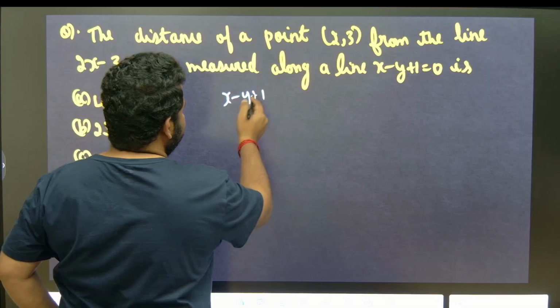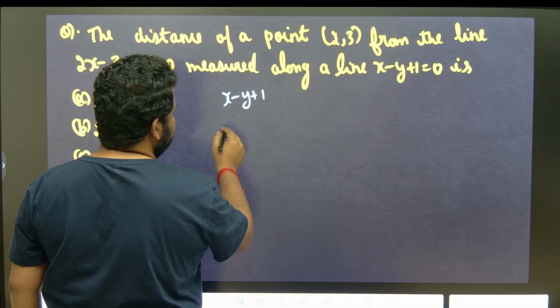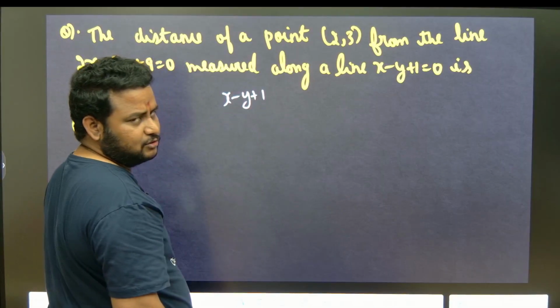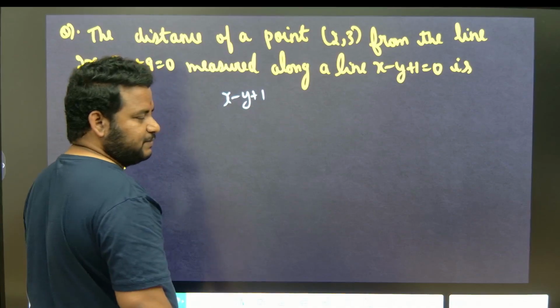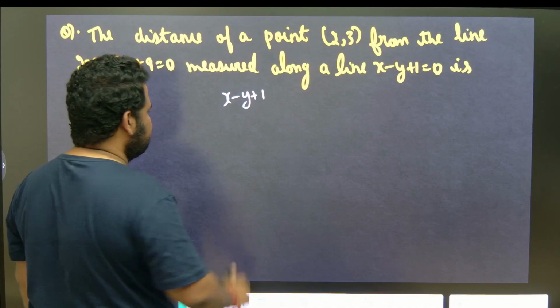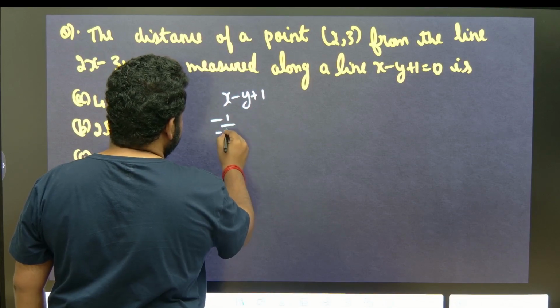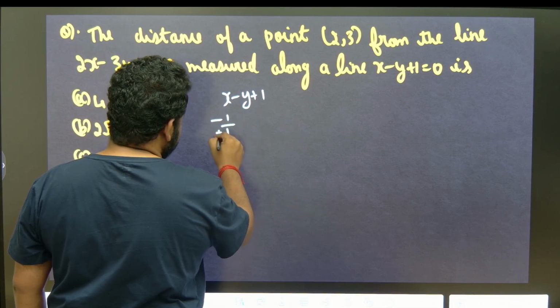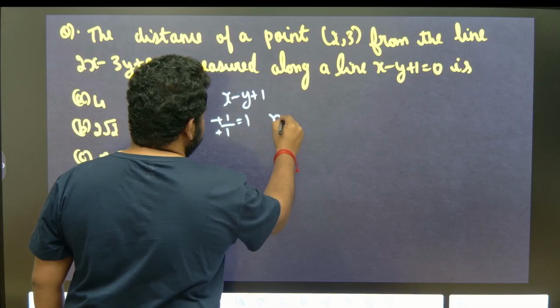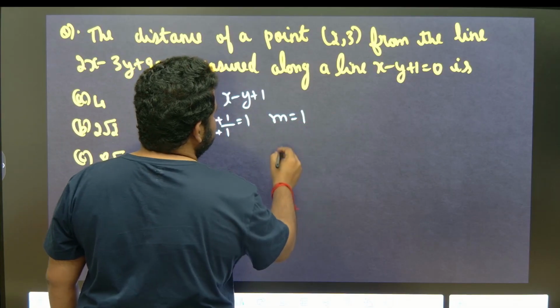We have to know the slope of this line. To find the slope of this line, we have the formula minus a by b, that is equal to minus of coefficient of x by coefficient of y. Minus of coefficient of x is 1, minus of coefficient of y is minus 1. So this will be equal to 1. So slope m is equal to 1.